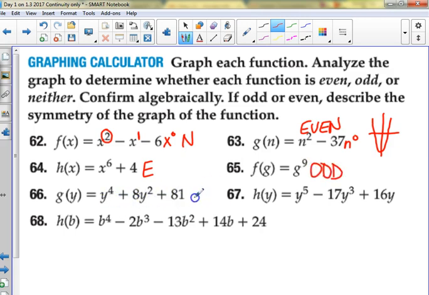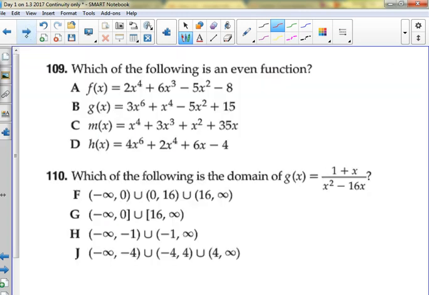What about here? Even. What about over here? 5, 3, and 1. Odd. 4, 3, I think we're already done, right? Okay, use the graph to confirm, but that's your hint.